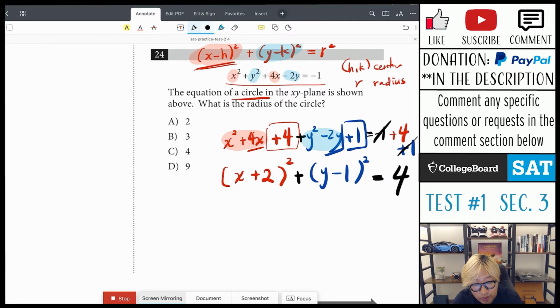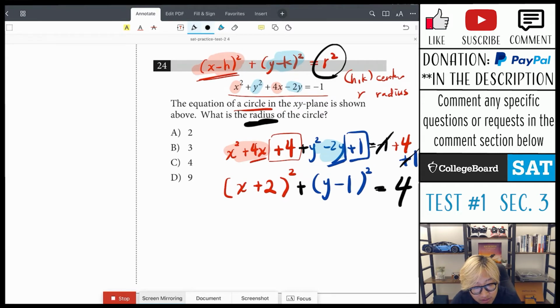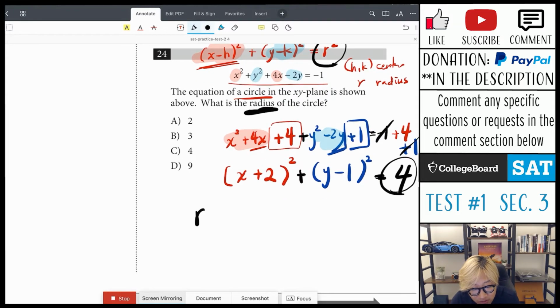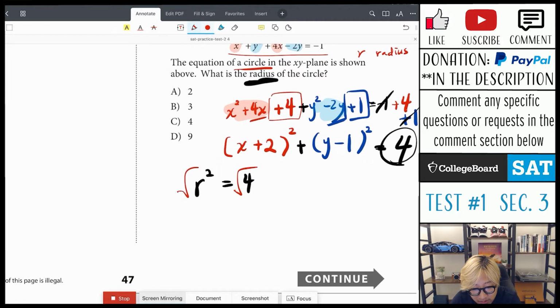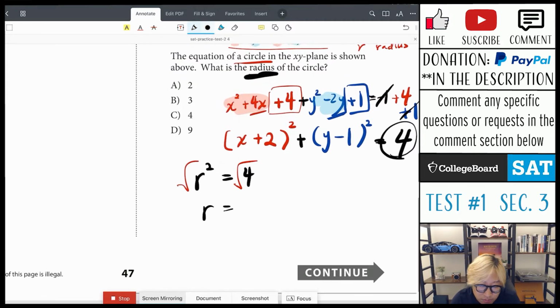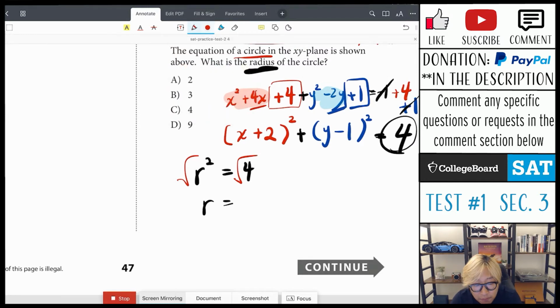What do we want? We want the radius. And the right side is the R squared. So in this case, R squared is equal to 4. Just go ahead and square root both sides. So R is equal to, please don't tell me 2, plus or minus 2. Make a habit of putting that plus or minus so you don't mess up on the other questions that actually do require you to put that plus or minus down. So in this case, 2.